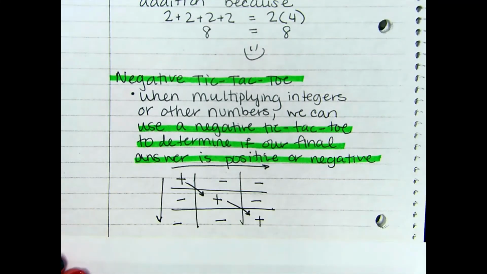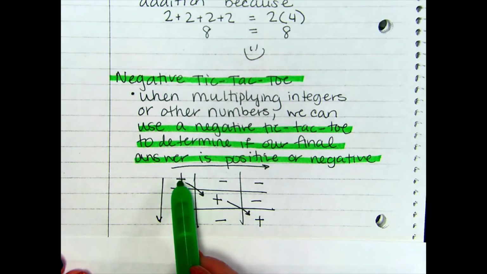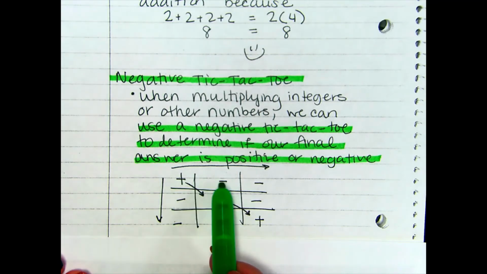With a negative tic-tac-toe, it is literally that. I am going to draw, in this case, 4 lines, or here, 1 line going down, another line going down, 1 line across, and another line across. So 4 lines. And in my first grouping of lines, I'm going to put a plus sign, a minus, a minus.